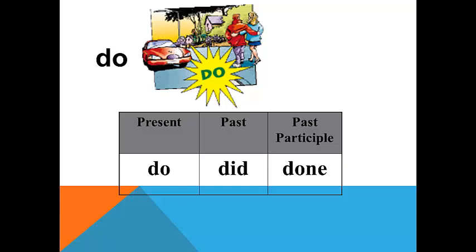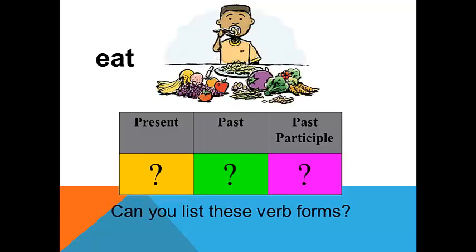Example, I am doing my homework now. I do my homework every day, but I did my homework yesterday afternoon. I did. For me to talk about the past. Let's continue with more examples, and here we have the verb eat.